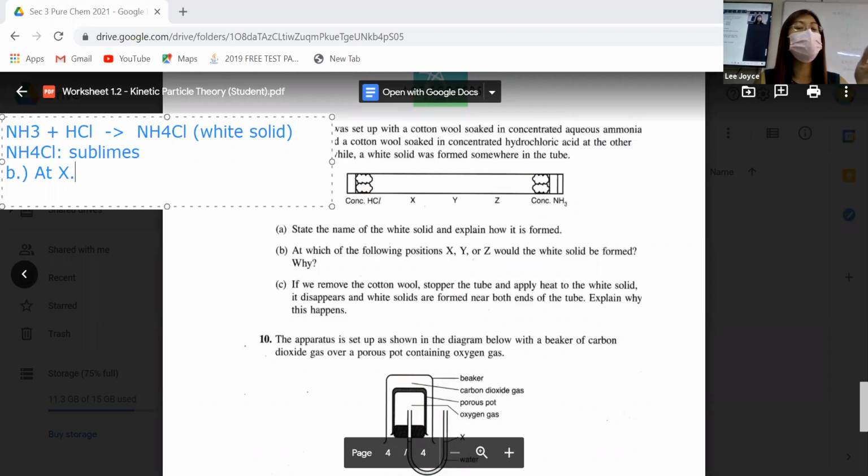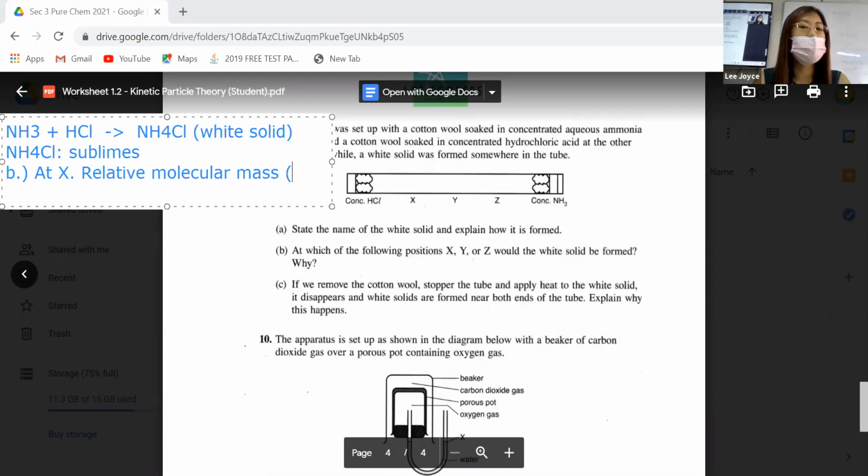So it will diffuse slower as compared to ammonia, right? So by then, when ammonia comes in contact with the hydrogen chloride, it should be closer to where the hydrogen chloride was. So how to put it down in words? Standard template as well. So first of all, you're going to say that relative molecular mass.